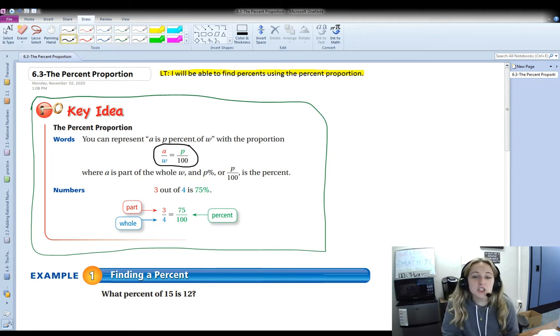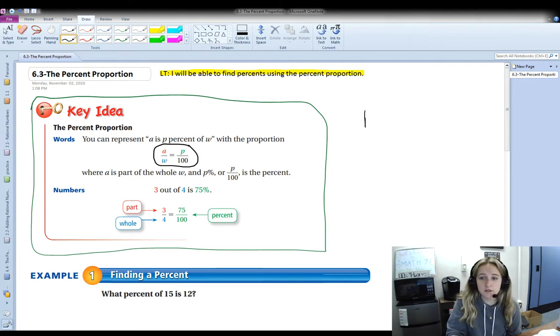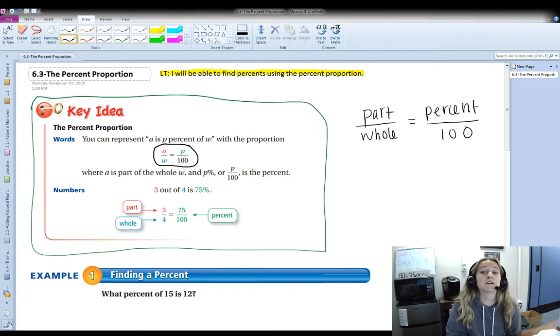So essentially, this is the setup, okay? You can represent A as P percent of W with a proportion where A is the part. So if you look here, it's going to go part over whole equals percent over 100. Okay? And that's going to be your setup.